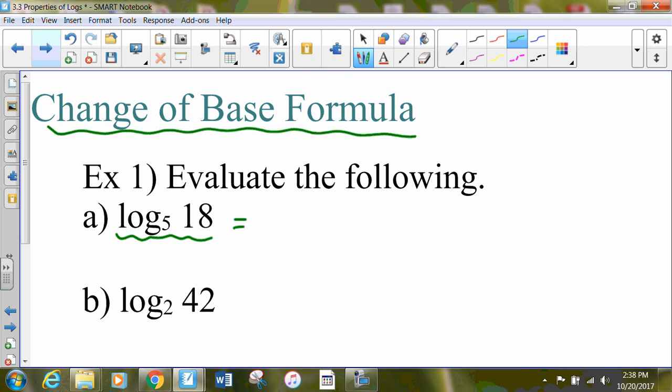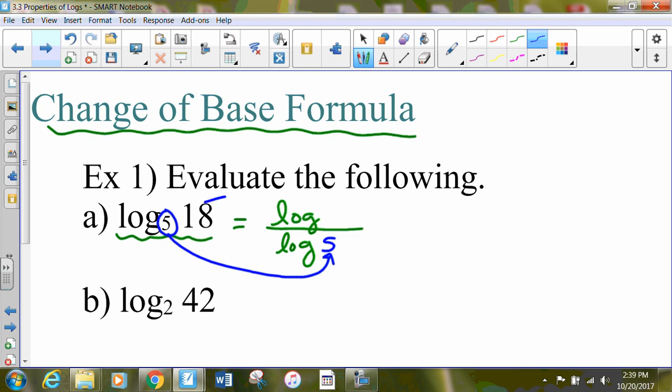And without giving you the formula straight up, I'm just going to show you how to do it. Since we only have the log button and the natural log button available to us, we're going to use one or the other. This time we'll use the log, and we're going to put it both in the numerator and the denominator. Then we're going to notice that our base for the log is 5, so we're going to put our base in the basement. And then we're going to put our 18 in the numerator.